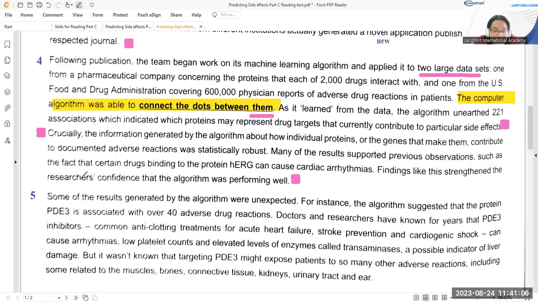And results like this strengthened the researchers' confidence that the algorithm was performing well. When they saw that many findings of this study were similar to previous studies, they were sure that this algorithm was performing well. So this algorithm found that many individual proteins and genes of those proteins are responsible for adverse reactions, and these findings supported previous observations. For example, previously they had found that certain drugs that bind with the HERG protein can lead to cardiac arrhythmias. Such observations were confirmed by this study, and such confirmations made the researchers trust that the algorithm was performing well.